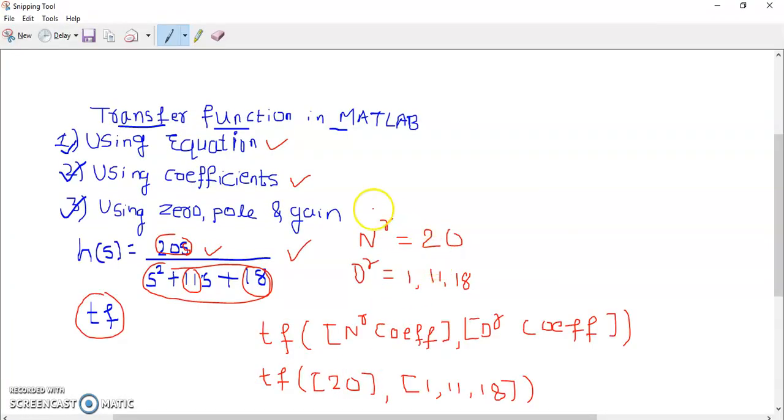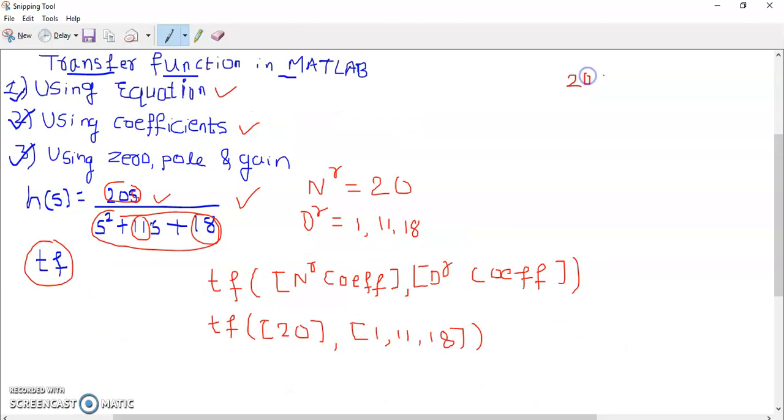Now let us go for the third method, that is using zero, pole and the gain. In order to find the zeros of the transfer function, you need to equate the numerator of the transfer function to 0. Our numerator is 20s. If this is equated to 0, s is equal to 0, that is there is one zero that is located at the origin, or s is equal to 0.